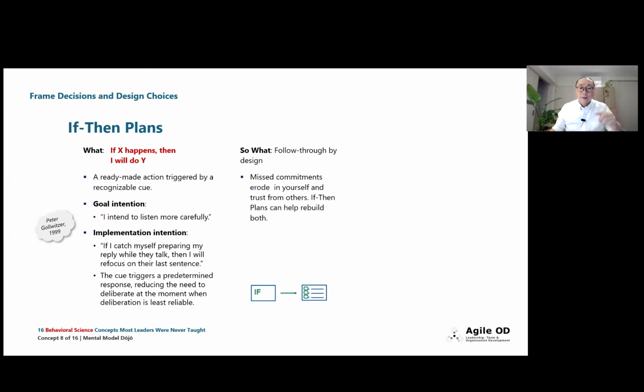Repeated failure to follow through erodes confidence and trust, which costs more than the missed task itself. For the individual, each miss can register as guilt, shame, and frustration. For others, those misses can accumulate into a label: someone unreliable, someone you should not expect too much from. If-then plans can help rebuild both self-confidence and the trust from others.